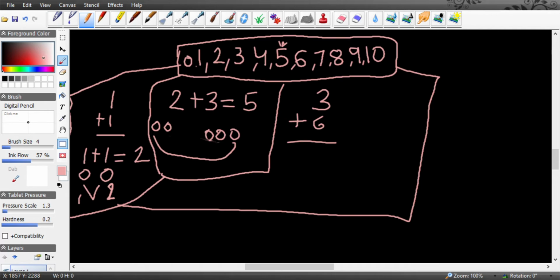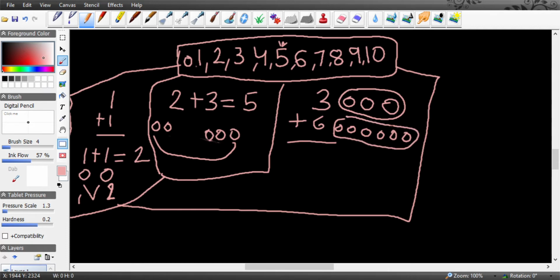We can put our example right here. So how many is this? 1, 2, 3. This is 3 circles, and then we have 6 circles here. So let's do it. 1, 2, 3, 4, 5, 6. 6 circles. Okay. Now let's add these two. That's the concept of addition. We're going to add some circles to your collection.